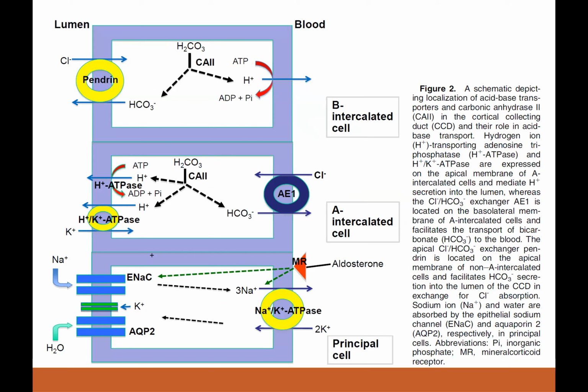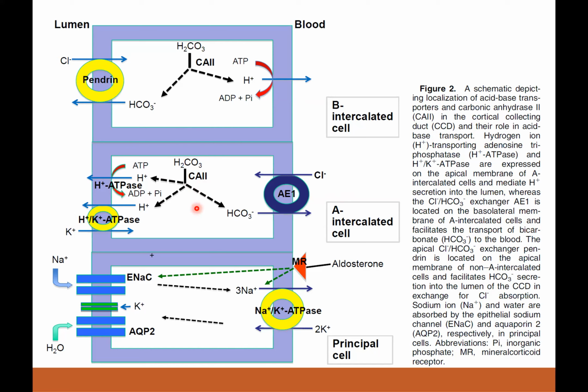DCT. And in the DCT, we know there are 3 types of cells. One is the alpha intercalated cell, the other is the beta intercalated cell, and the third one is the principal cell. So we are interested in the alpha intercalated cell to start with. I showed them individually. Here, the carbonic acid is converted by the carbonic anhydrase enzyme into bicarbonate and then hydrogen, just like in the proximal tubule.